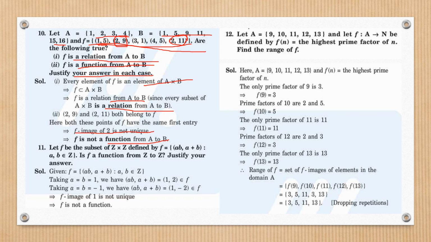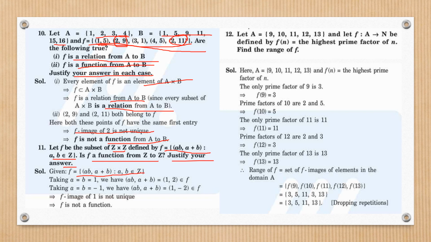Number 11: If F is a subset of Z × Z, where Z × Z means from integers to integers, defined by F = {(a·b, a + b) : a, b belongs to Z}, is F a function from Z to Z? Justify your answer. So we need to take an example where we can justify whether we can check it as a function or not.